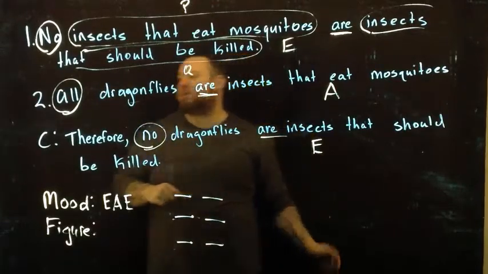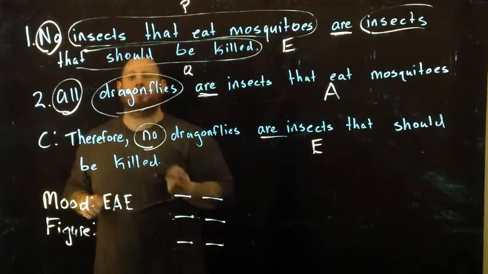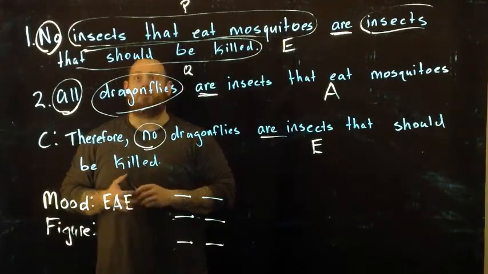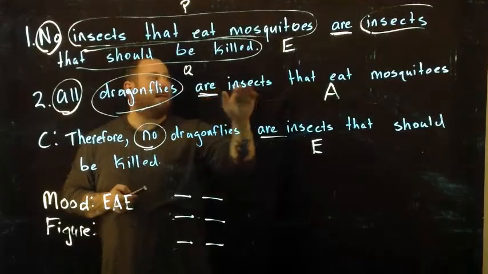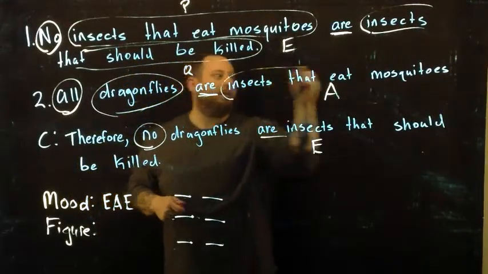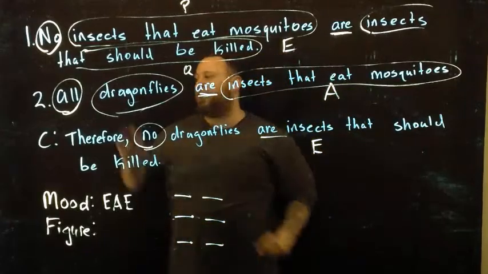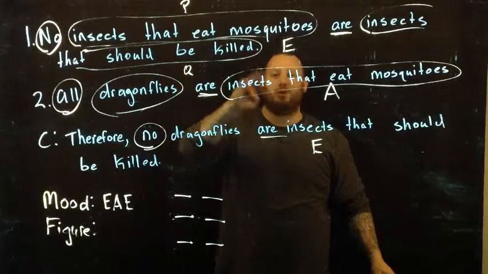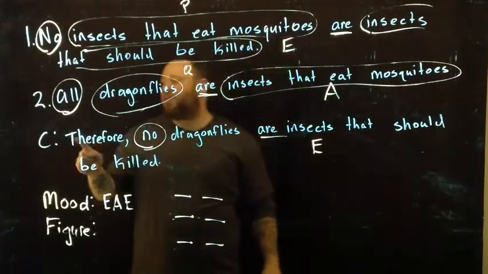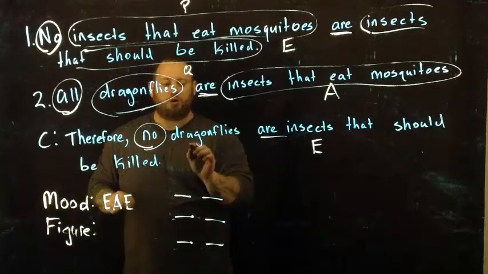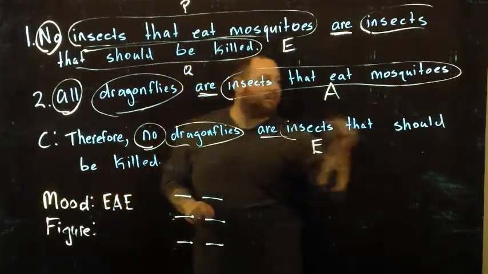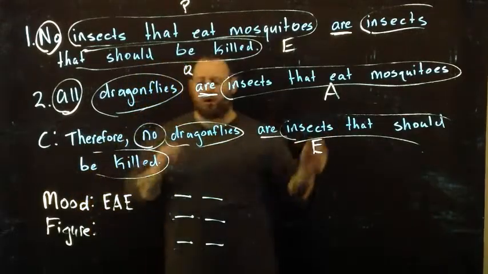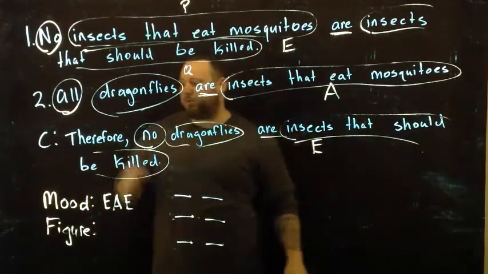In our second premise, we have dragonflies. This is one of our terms. And we have insects that eat mosquitoes as another term. All P are Q, P being dragonflies, Q being insects that eat mosquitoes. And then finally, we have therefore no dragonflies are insects that should be killed. No P are Q, P being dragonflies, Q being insects that should be killed.